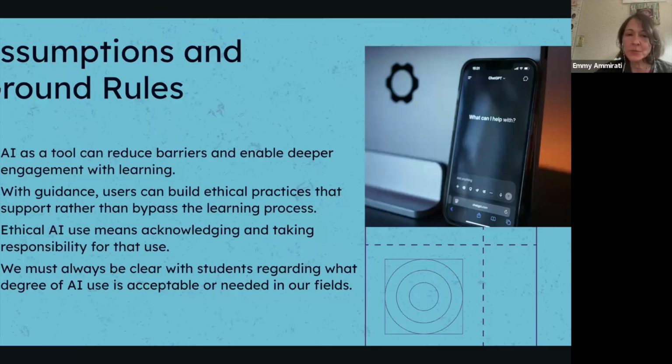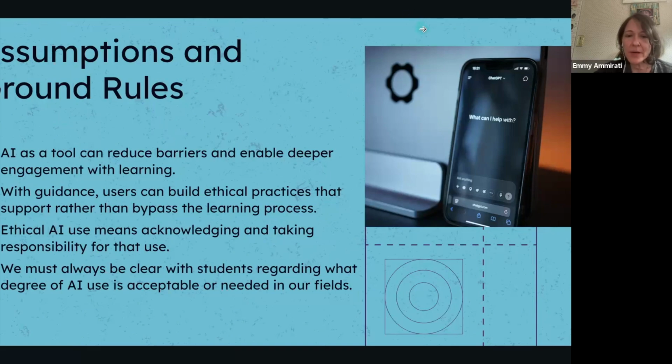In terms of ground rules, we acknowledge that ethical AI use means the user must acknowledge and take responsibility for their AI use. And finally, we always need to be clear with students regarding what degree of AI use is acceptable or needed in our fields. With that, I'll footnote that the strategies we're going to share are ones that Julie, Abby, and I deem acceptable in our fields of writing center work, disability support, and student wellness, where we're focusing on human-centered practice, effective communication, critical reflection, and especially student agency.